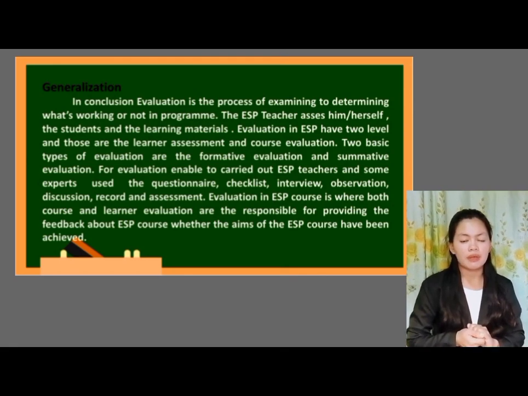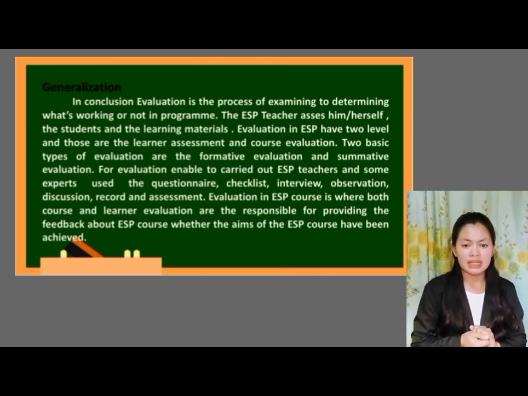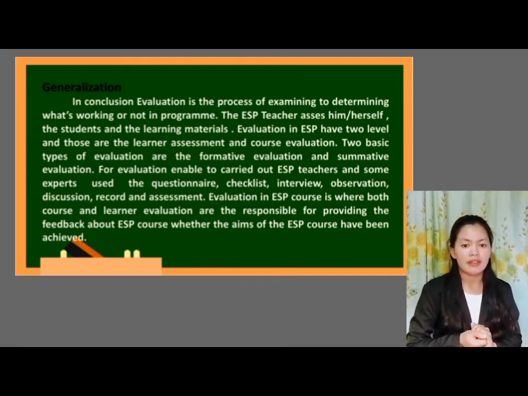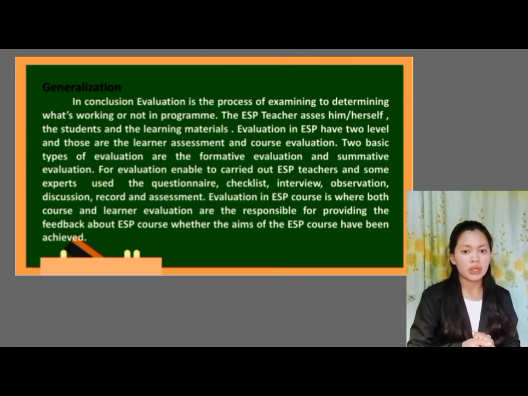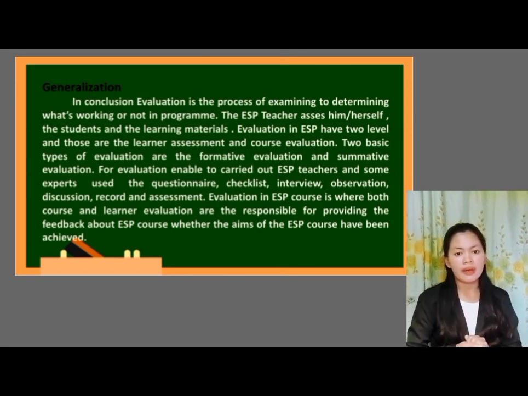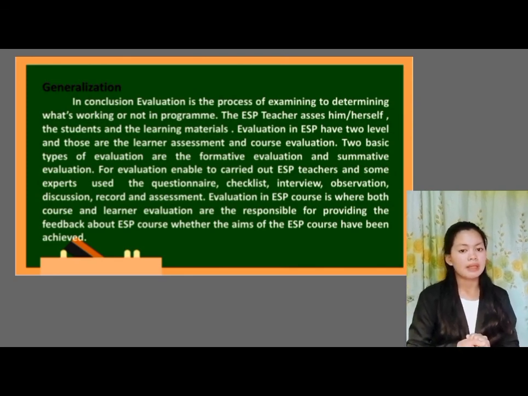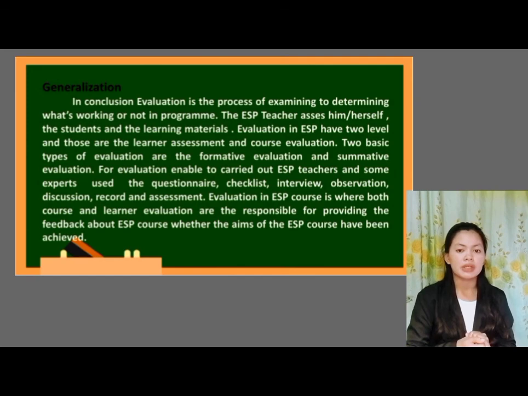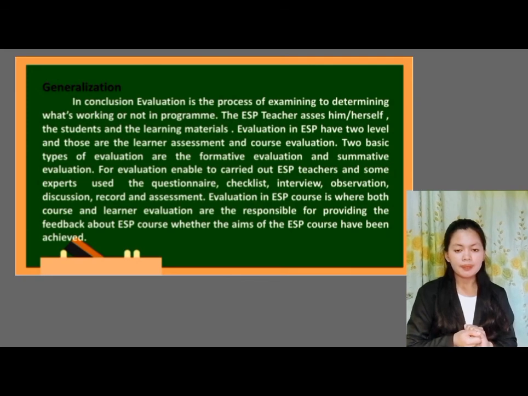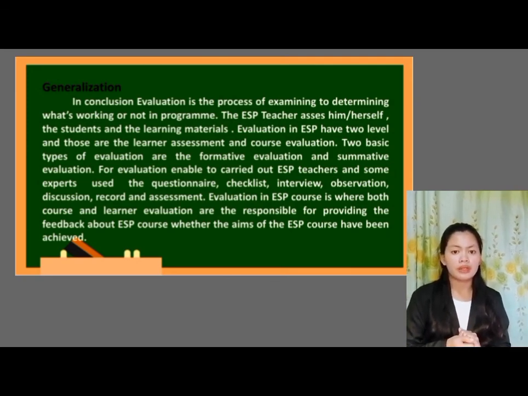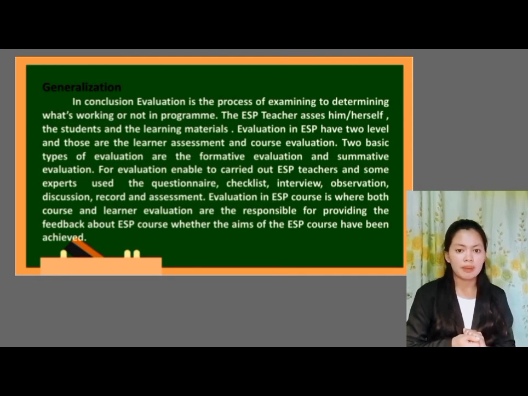The two basic types of evaluation are formative and summative evaluation. Formative evaluation is carried out during the life of a course or project, and the results obtained can be used to modify what is being done. Summative evaluation is carried out when the course or project is finished. Therefore, its results will be used as the basis for deciding whether to repeat the course or not. These two help us know whether the objectives of ESP have been achieved by the learners.